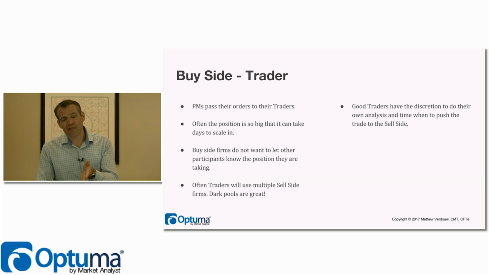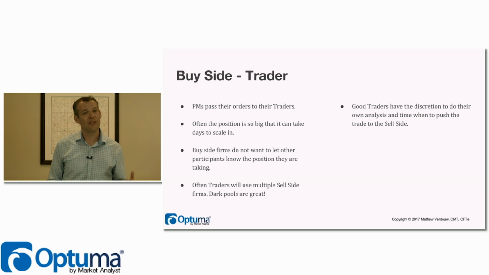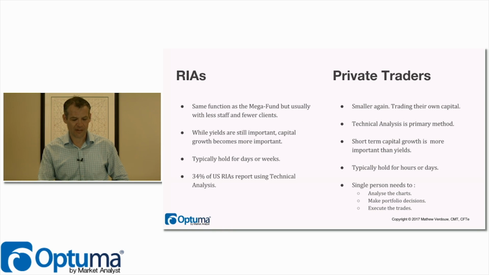Good traders have discretion. When it's a junior trader, the portfolio manager is going to say, buy here, that's it. Whereas good traders will have a little bit of discretion to say, I'm not going to put that order in straight away. I'm going to wait because I think the market's going to go down, based on the analysis that I've been doing. And so, we have that. There are sell-side analysts. I think I'll talk about that in a moment.